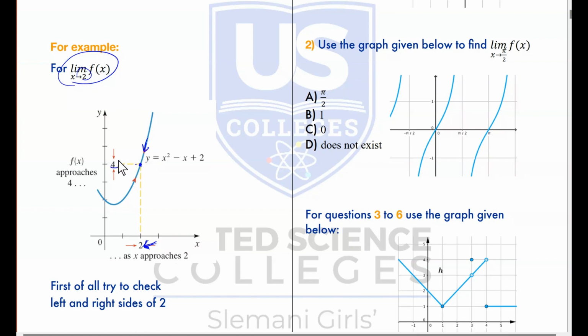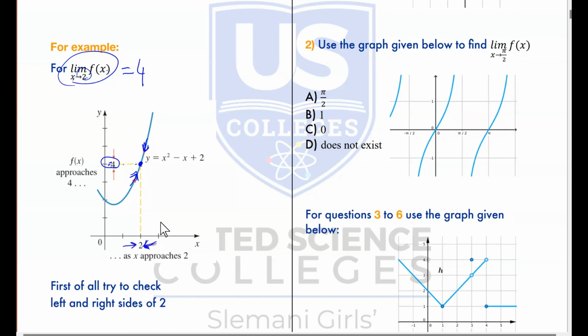It's a y value, so we are looking at the y value. Similarly, as x approaches 2 from the left, the function is also heading towards 4. So from the right and from the left, the function is tending to 4. So we say the limit as x approaches 2 of f of x is equal to 4, because this is the value from the right and from the left. There is no break or jump.